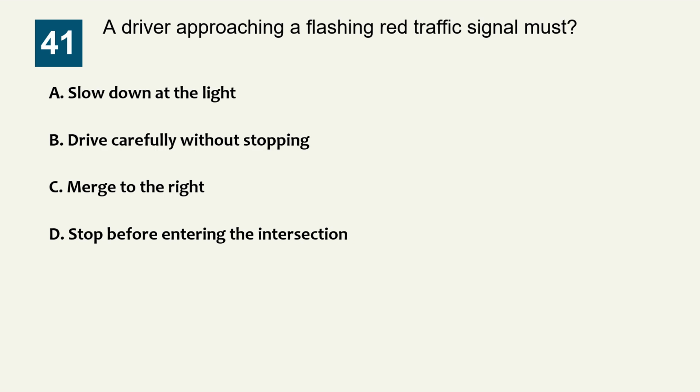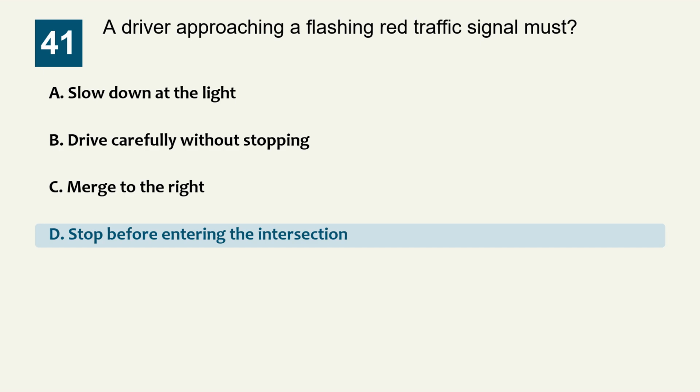Question 41. A driver approaching a flashing red traffic signal must: option A, slow down at the light. Option B, drive carefully without stopping. Option C, merge to the right. Option D, stop before entering the intersection.